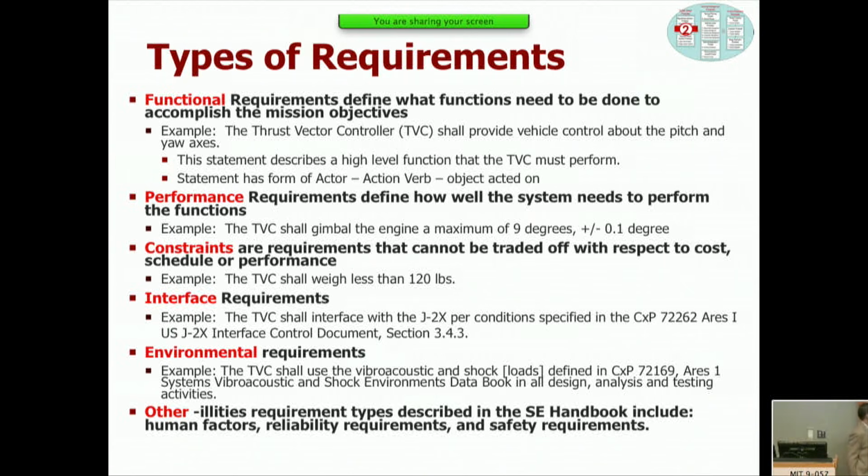Those are listed here as other, and I think it's really important to say that just because they're listed here doesn't mean they're less important. These are often neglected, unfortunately, and it really can hurt you in the long term. So pay attention to those human factors, reliability, and safety requirements. So, six types of requirements.